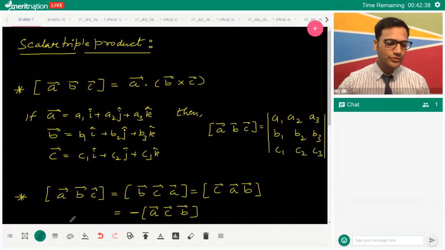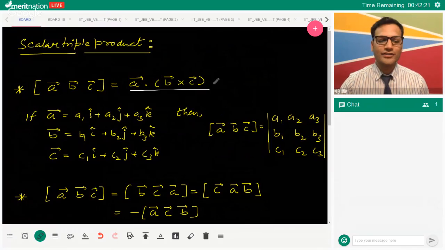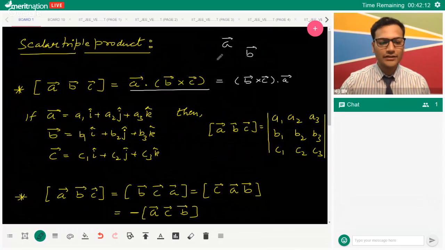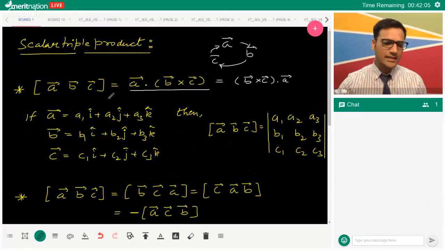So first of all, I have all the properties with me on board. Let's quickly go through them one by one. We already know what scalar triple product is and how it is represented. This is how we represent scalar triple product, and this is how we expand it: A dot B cross C. Now this can also be written as B cross C dot A. It will move in a cyclic order, A, B, C. You can choose any component anywhere, and the sequence will remain the same. We all know about it.